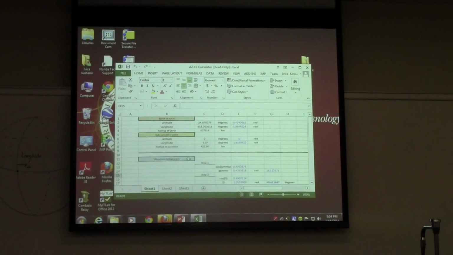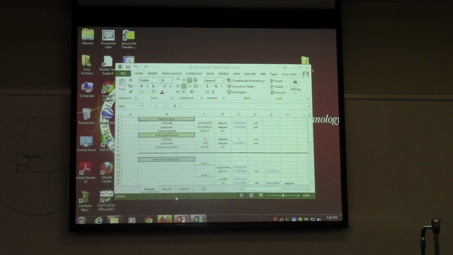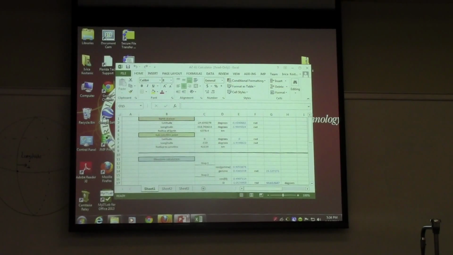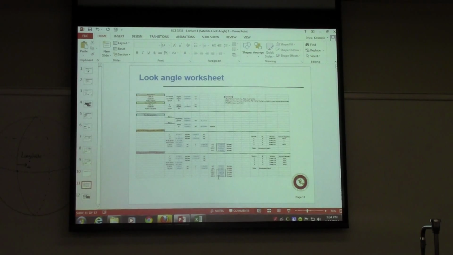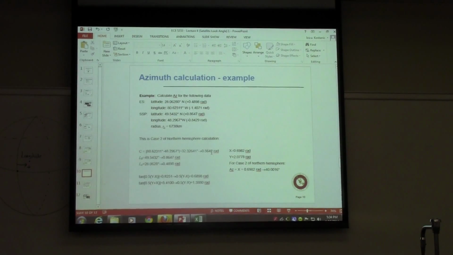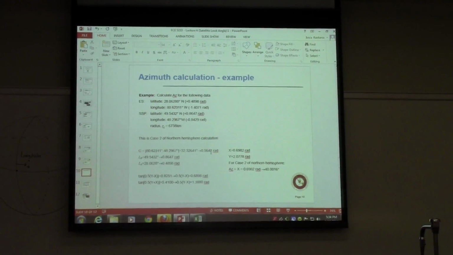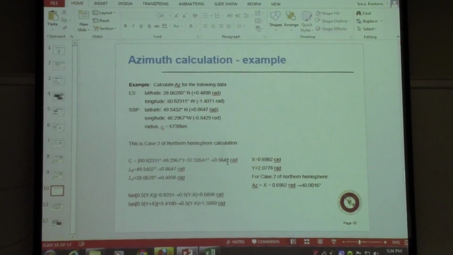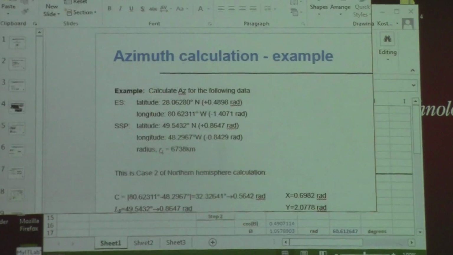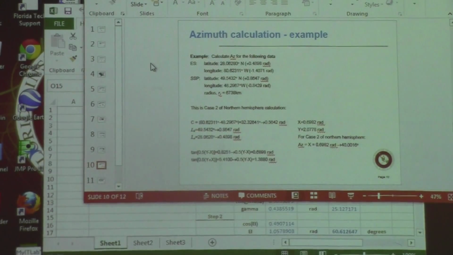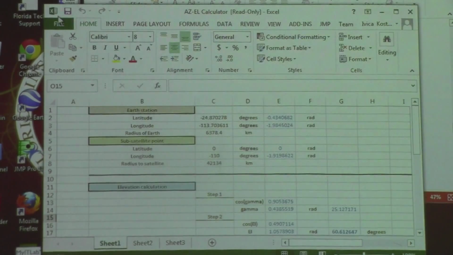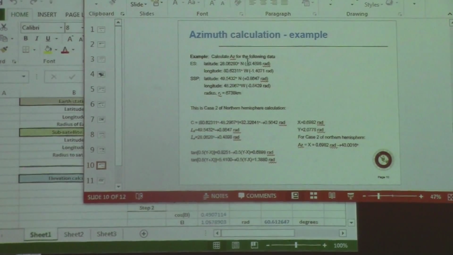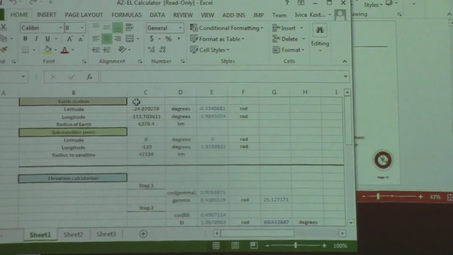So what does the example say here? It says, calculate azimuth for the following data. The latitude is 28.06, and longitude is 80 degrees. So you're essentially here in Melbourne, and we're trying to determine azimuth and elevation to the satellite that's with the subsatellite point given here. So let me punch in the data.